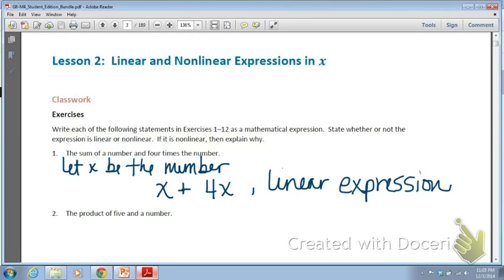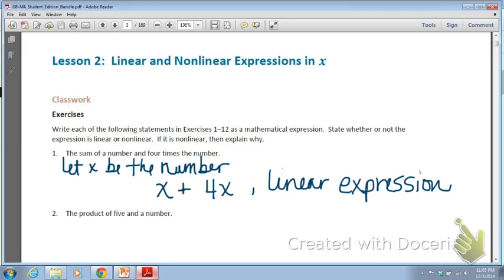Okay, so for this first one, this phrase here talks about a number. So we're going to let x be the number that's being talked about here. Okay, so once I know that x is the number, then I can translate this phrase. So I have the sum, so that's my addition right there. The sum of a number, my number is x. 4 times the number would be 4x. And so the sum of a number and 4 times the number is x plus 4x.